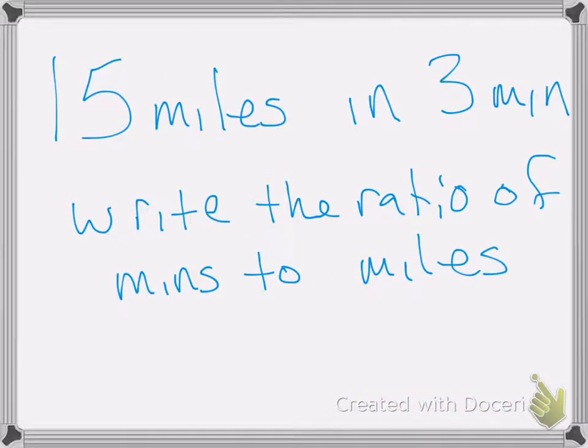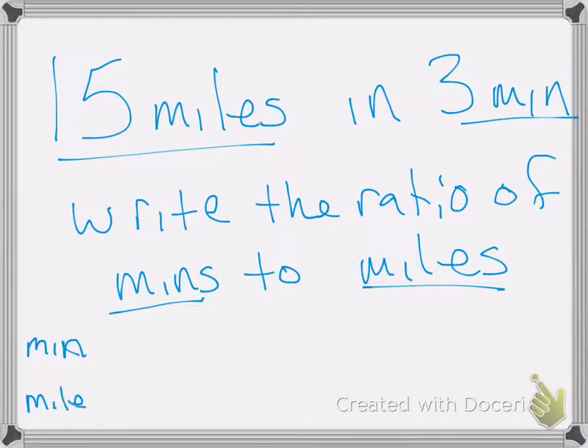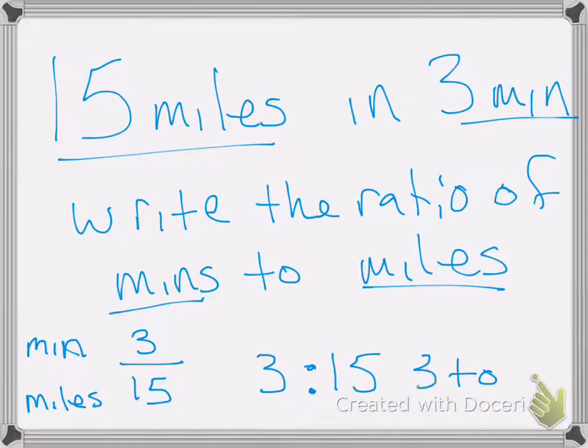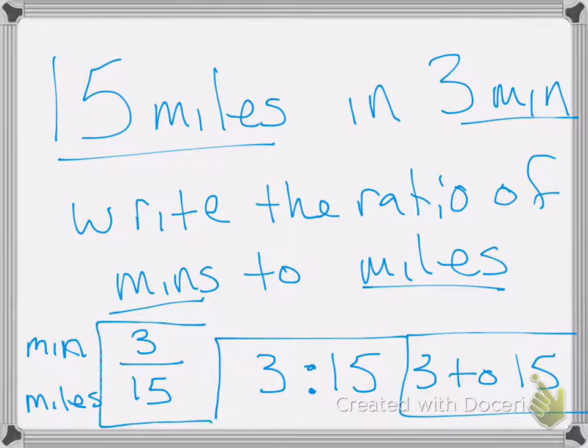Now, we've got 15 miles in 3 minutes. Write this as a ratio of minutes to miles. So we've got minutes to miles. We're going to write it like that, like this, and like this. So there are 3 ways. 3 minutes for 15 miles, which is ridiculously fast. 3 to 15. And there are your 3 ways you can write it.